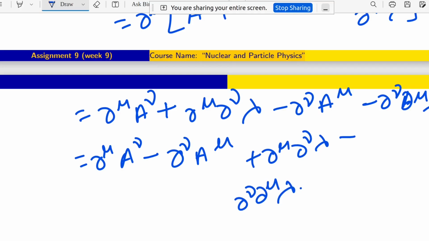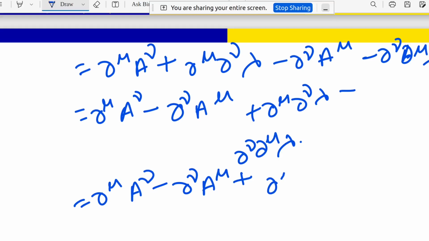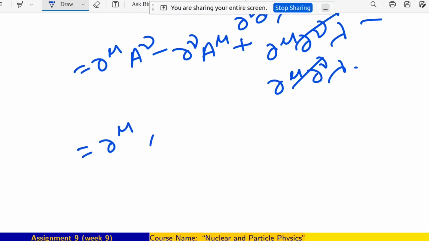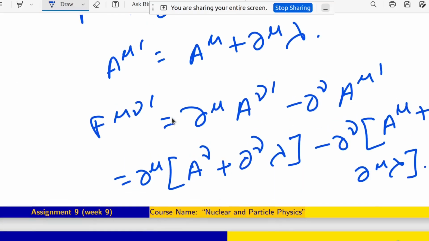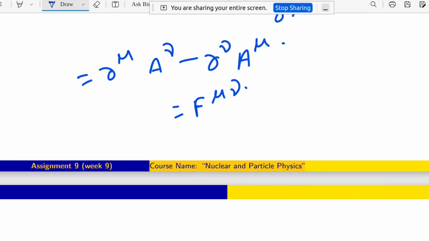And as μ and ν are dummy indices, we can definitely interchange them, then it will be like ∂_μ A_ν − ∂_ν A_μ + ∂_μ∂_ν λ − ∂_ν∂_μ λ. Now you can see the λ terms will be cancelled out. So what will be left is ∂_μ A_ν − ∂_ν A_μ, which is nothing but F_μν. So we started with the expression F_μν prime and we are ending up with F_μν. So that means F_μν prime is F_μν.